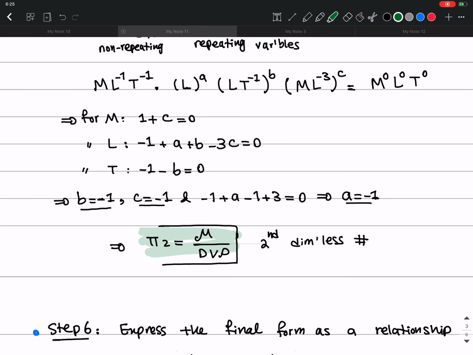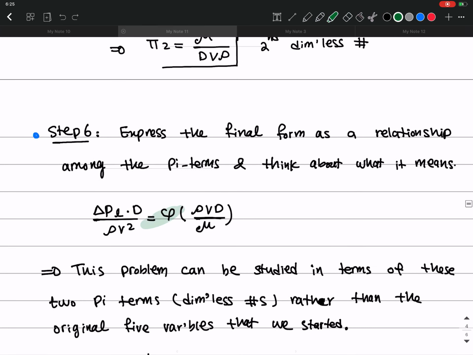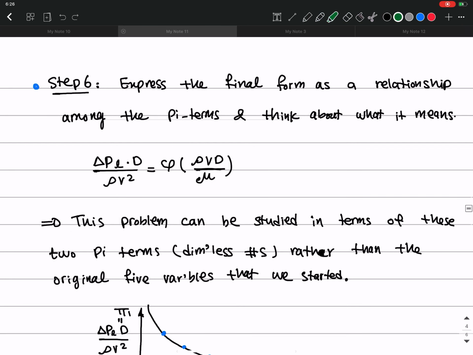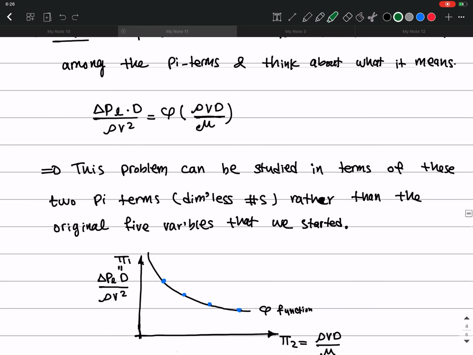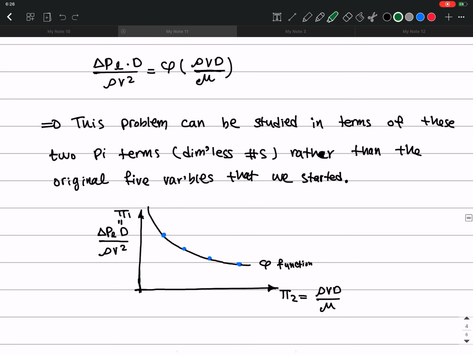And finally, we have to relate these to each other through a function phi, and then try to think about what it means. So this is what we did, and it means that this problem can be studied in terms of these two pi terms, dimensionless numbers, and then in the laboratory, we can just plot something like this to be able to find the relation between the delta P L and velocity, right? So this is the main approach we are going to use for many fluid mechanics problems.